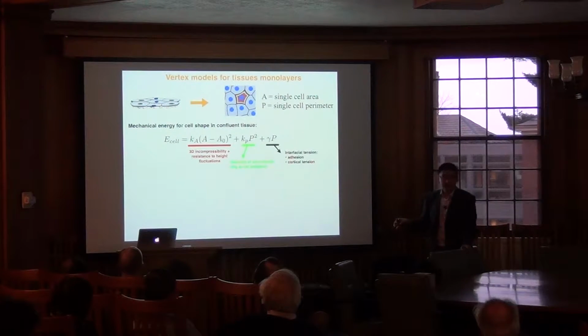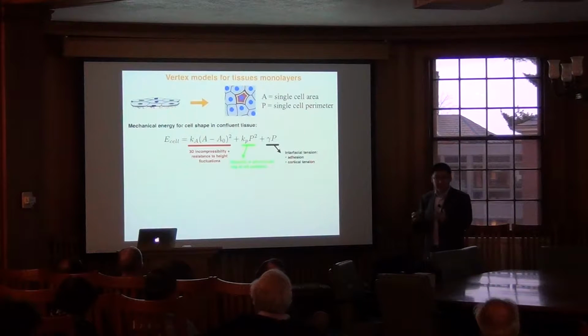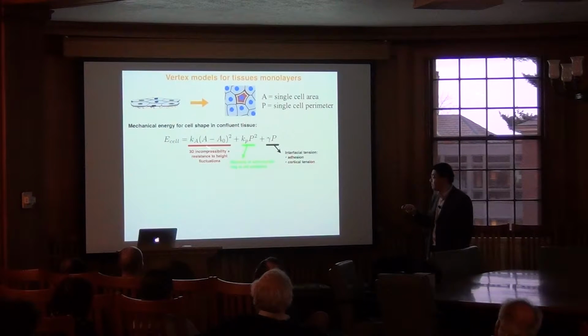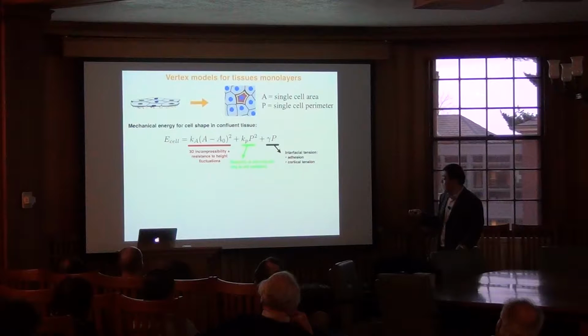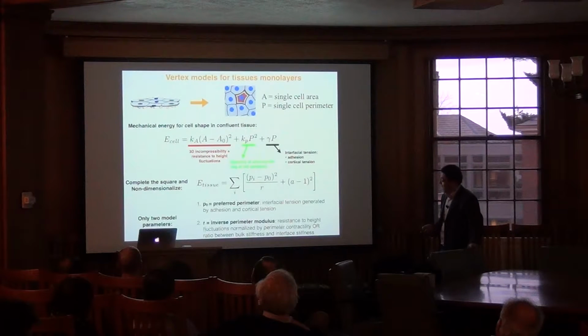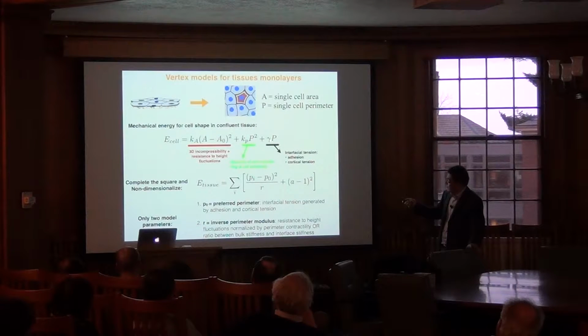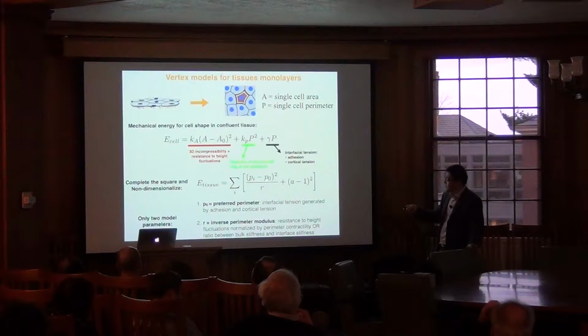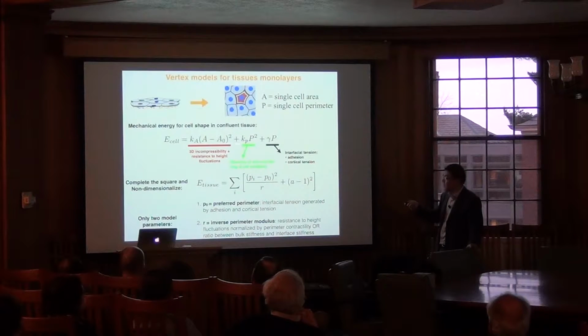So assuming that all cells within the tissue have the same mechanical property, that is that they all have the same parameters within this energy functional, you can non-dimensionalize this and write a total mechanical energy functional for the entire tissue. And after all, you just end up with these two parameters by completing the square with the perimeter. So you get a perimeter minus a preferred or target perimeter P0, which depends on basically this gamma, and a parameter r, which tells you the relative strength of the perimeter term and the area term.